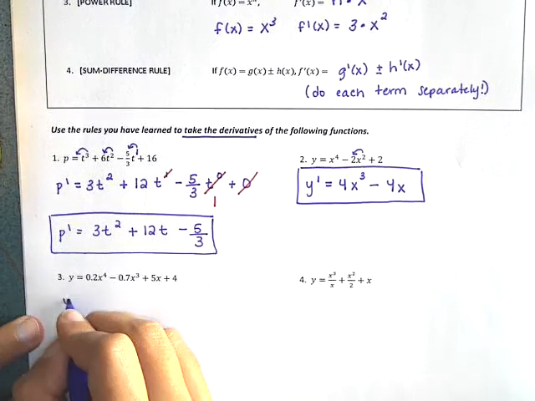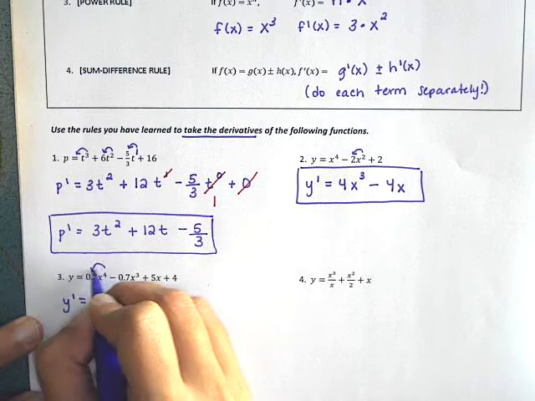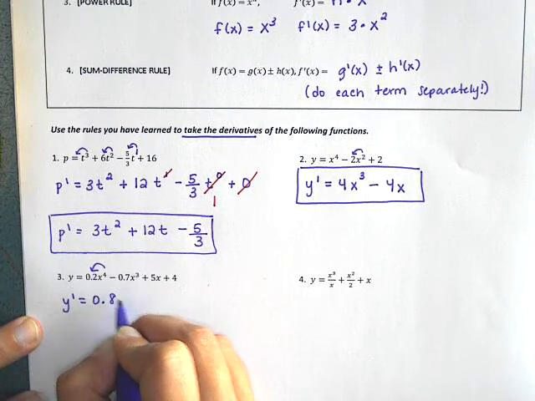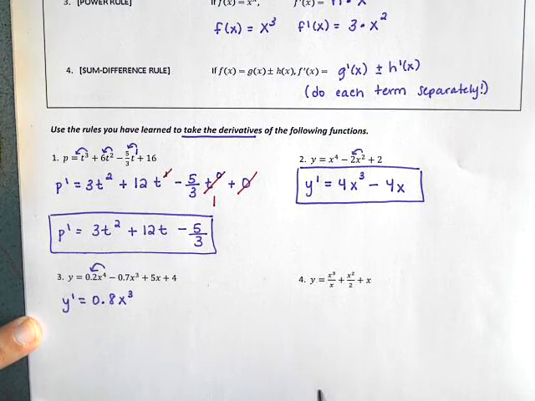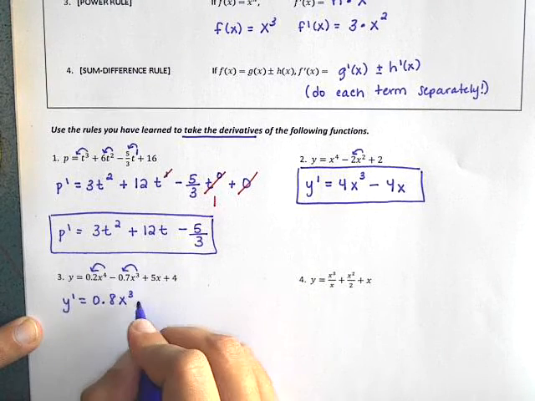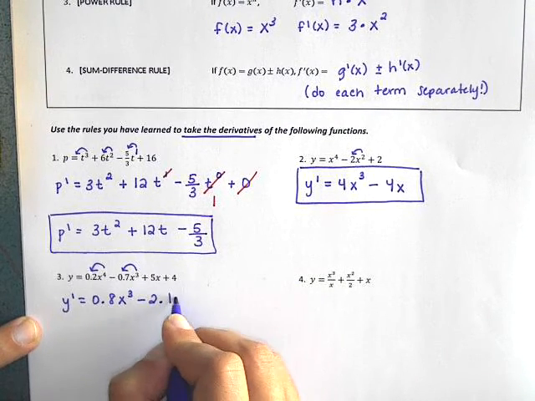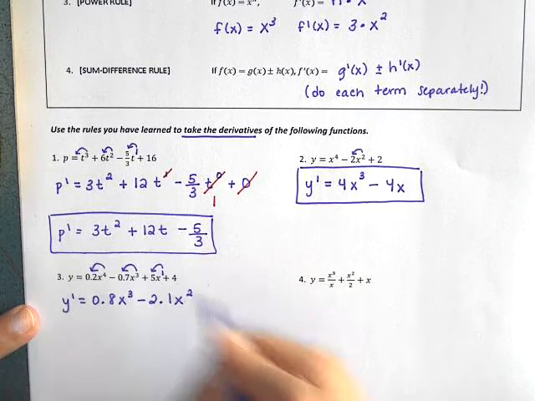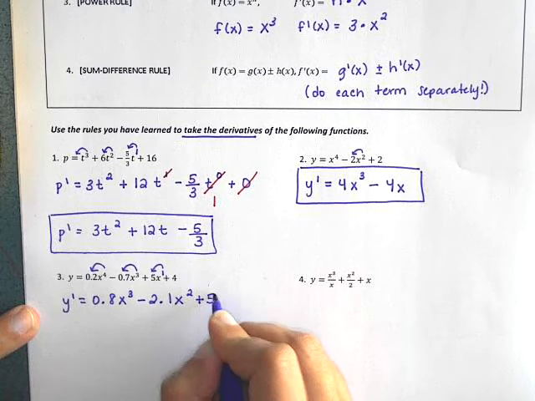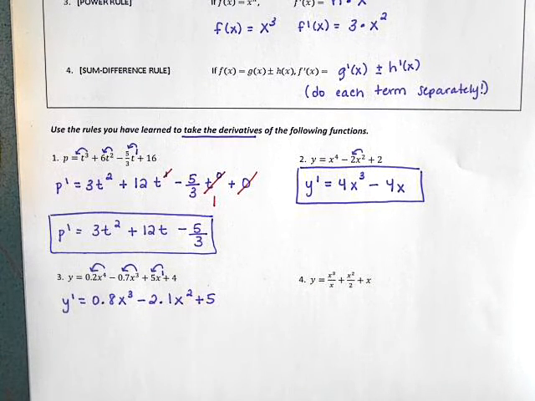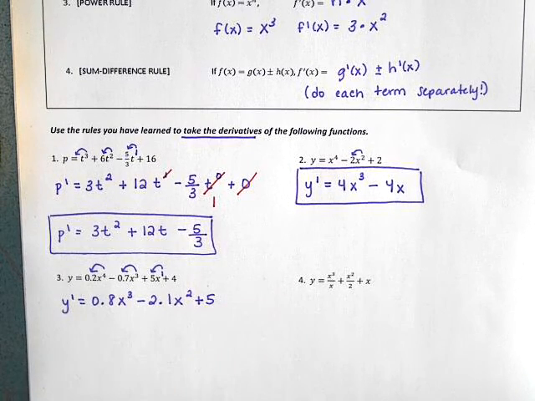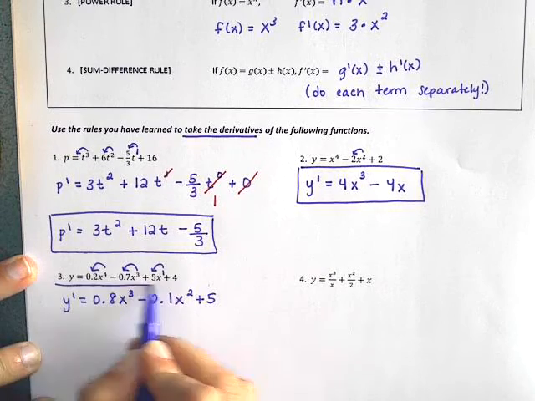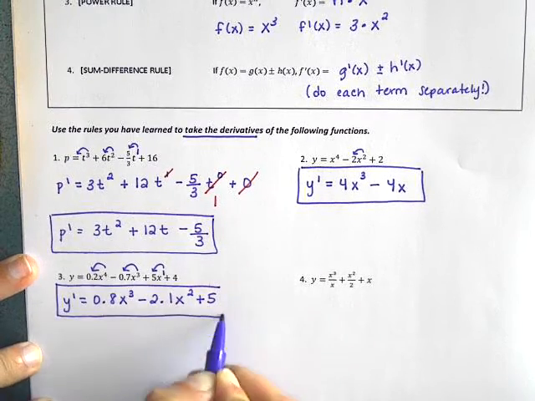Number 3, y prime, drop it like it's hot. I get 0.8 x to the third. Drop it like it's hot, minus 2.1 x squared. There's an invisible 1 here. Drop it like it's hot. The answer is just 5 x to the 0. X to the 0 doesn't matter. I'm not even going to write it. Plus 4 becomes a 0. We're done. That's it. Yay, I love derivative rules.